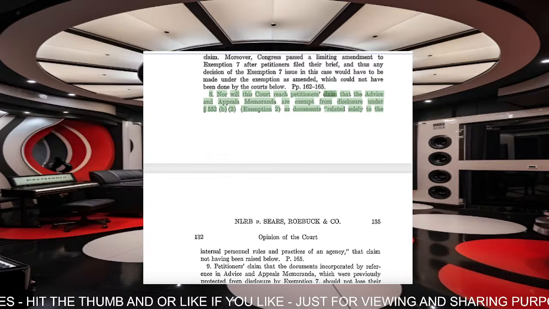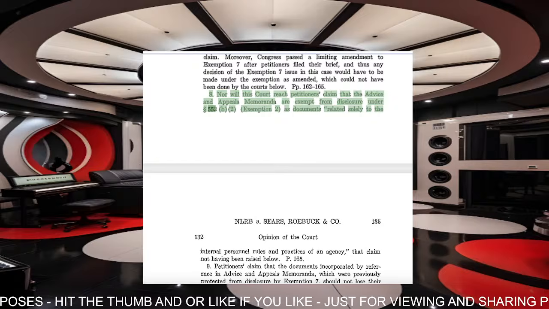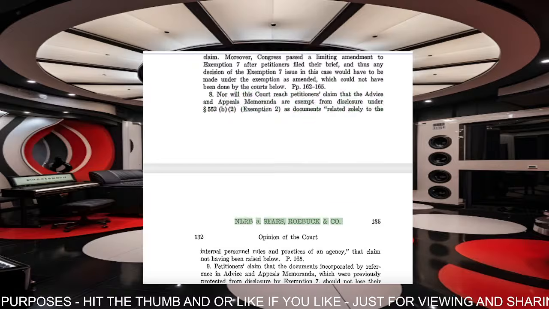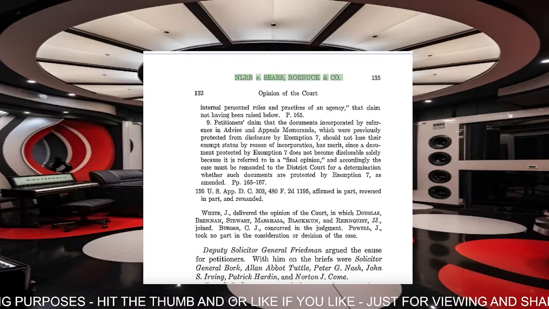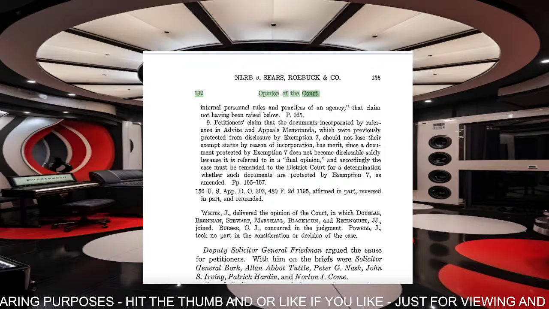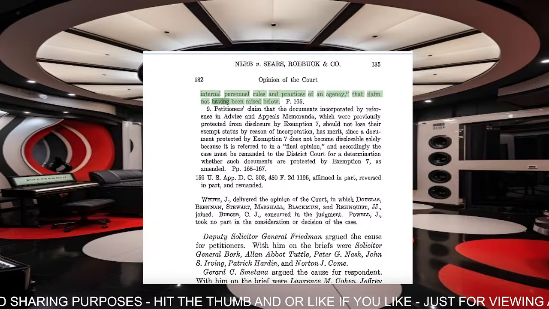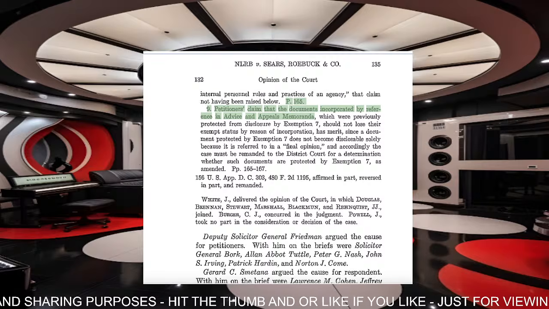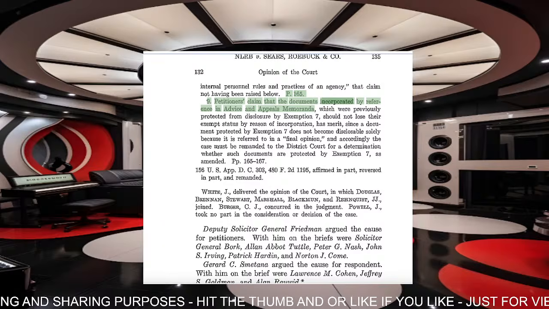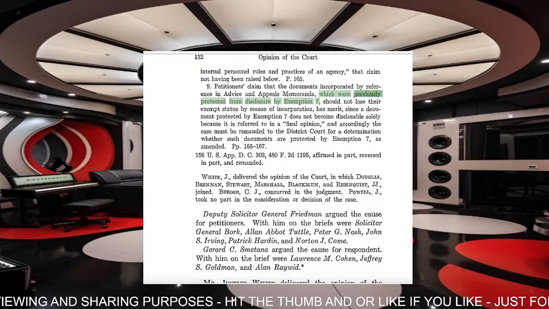8. Nor will this court reach petitioners' claim that the advice and appeals memoranda are exempt from disclosure under 552 as documents related solely to the internal personnel rules and practices of an agency, that claim not having been raised below. p. 165.